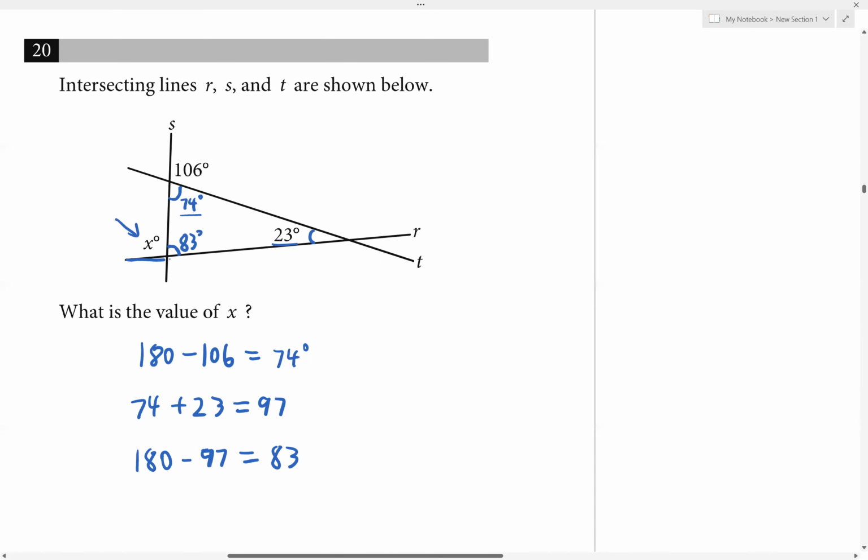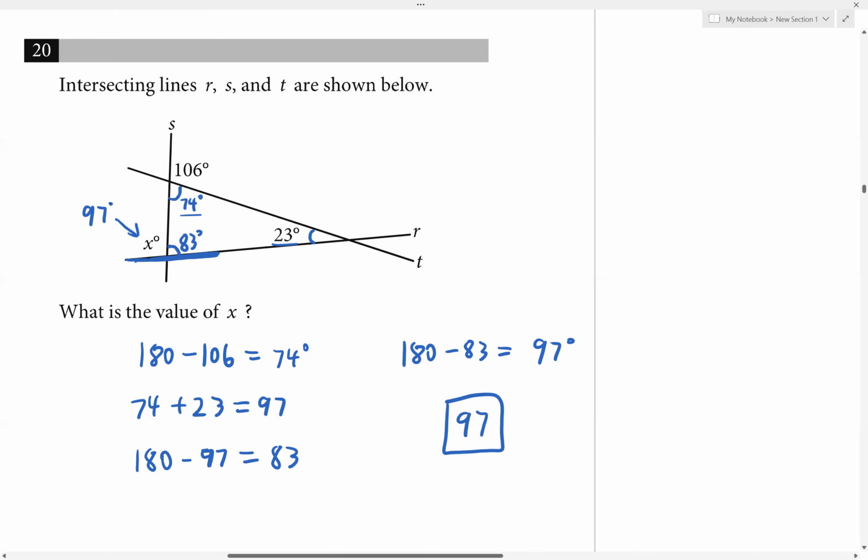Because x and the 83-degree angle form a straight line, so they're a linear pair. So one last step, we can do 180 minus 83. That should be, you get 97 degrees again. So the x value for this question should be just 97. Okay, so x is 97 degrees.